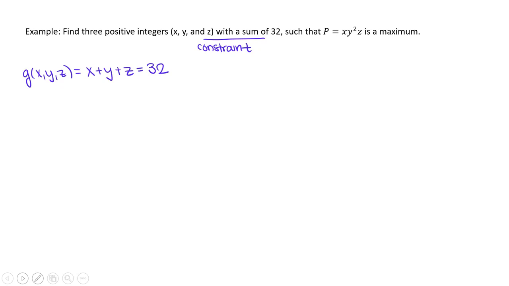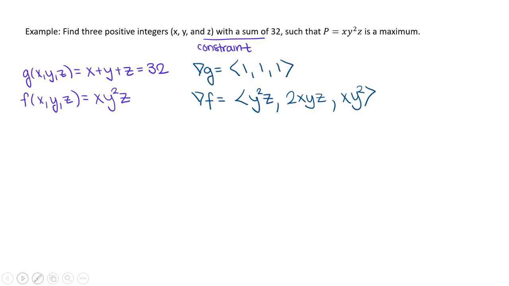So my constraint is the fact that these numbers have to have a sum of 32. So that's my function g, and it's now a function of 3 variables. So g is the function x plus y plus z, and that has to equal 32. So there's my constraint, and then the function I'm trying to optimize is x y squared z. And again, it's a function of 3 variables.